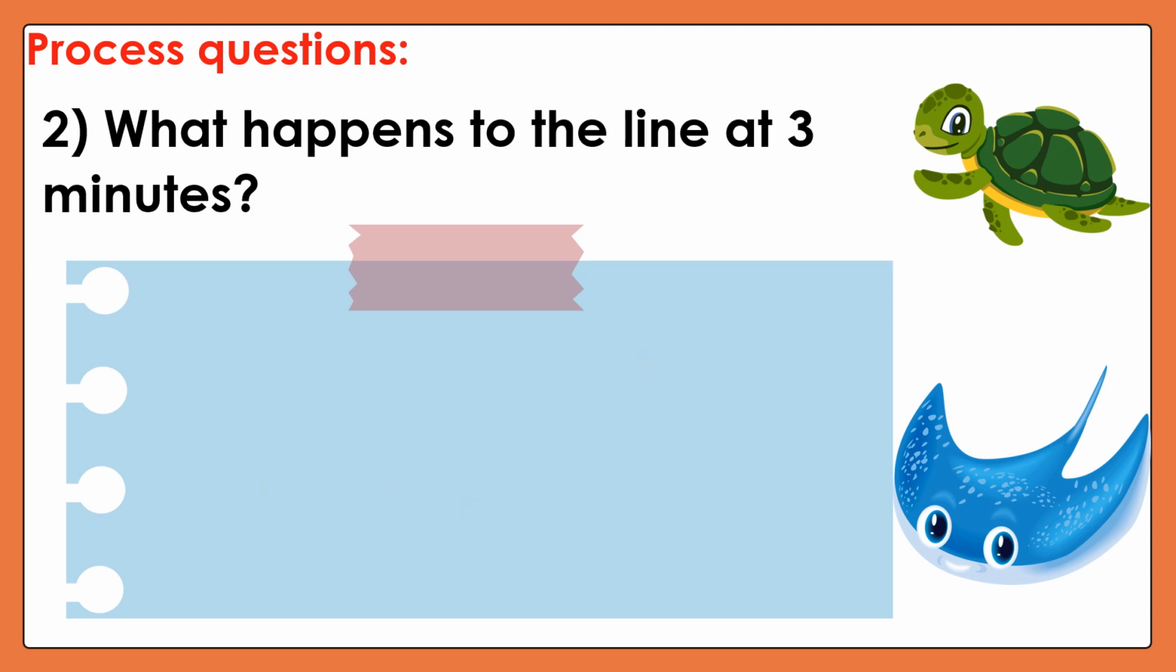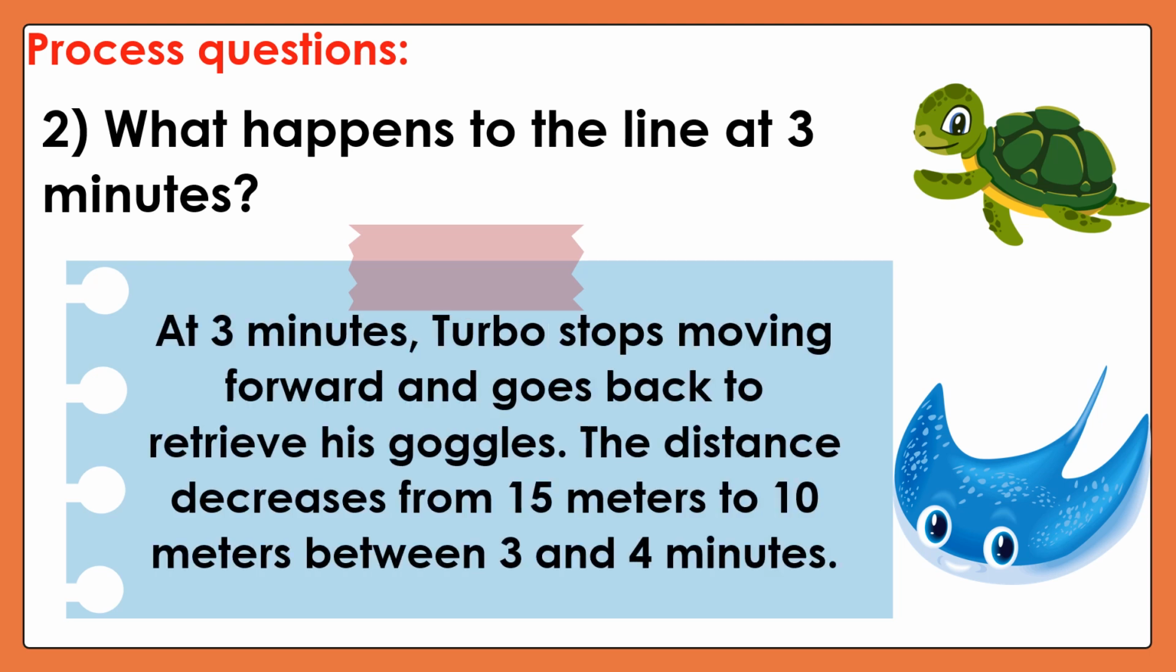Number 2, what happens to the line at 3 minutes? The answer, at 3 minutes, Turbo stops moving forward and goes back to retrieve his goggles. The distance decreases from 15 meters to 10 meters between 3 to 4 minutes.